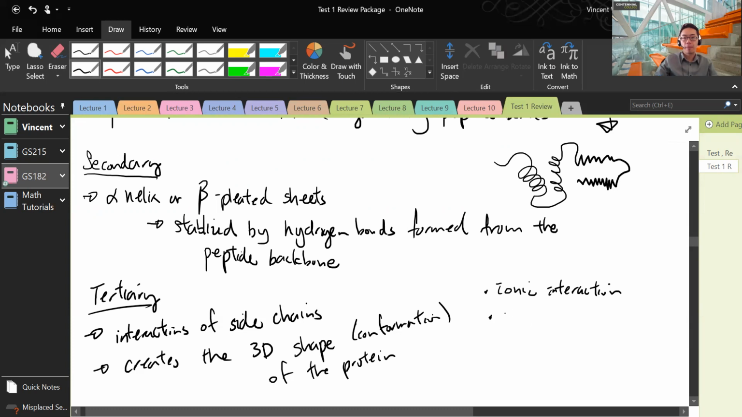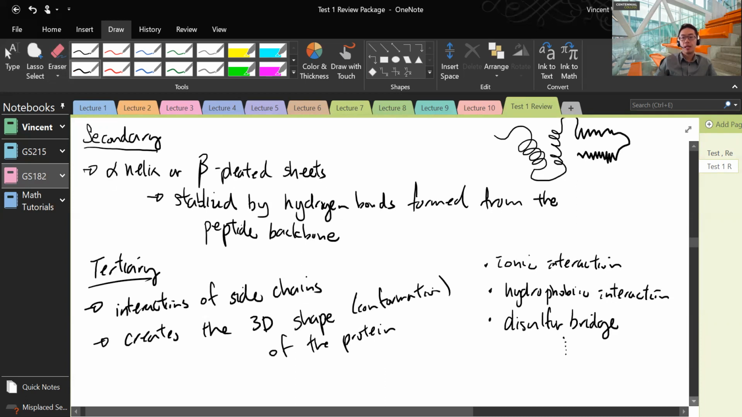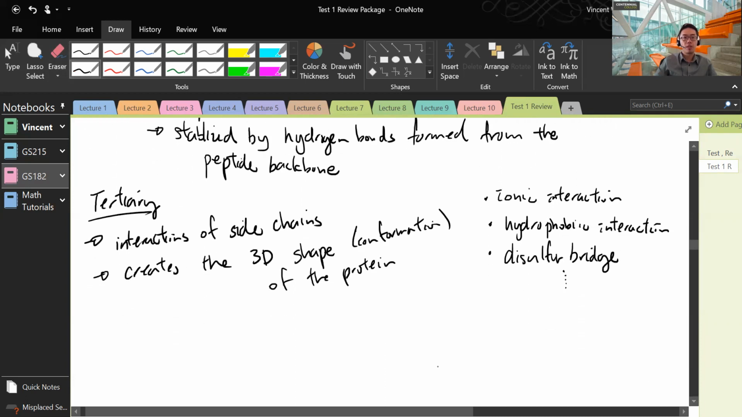There is hydrophobic interaction. Things that are hydrophobic tend to clump together. There are other things like a disulfide bridge. Remember the traces of sulfur? So if you have one sulfur in one part and then another sulfur in another part, they actually can form a bridge to stabilize the structure. Okay, so on and so forth. Right. This is of course in one of the slides in the PowerPoint.